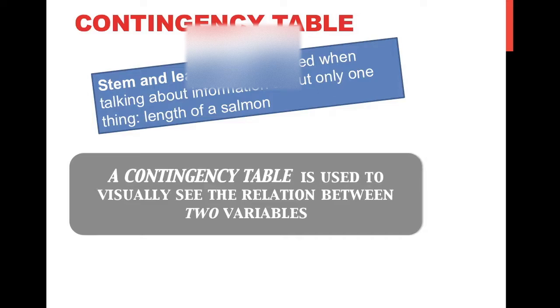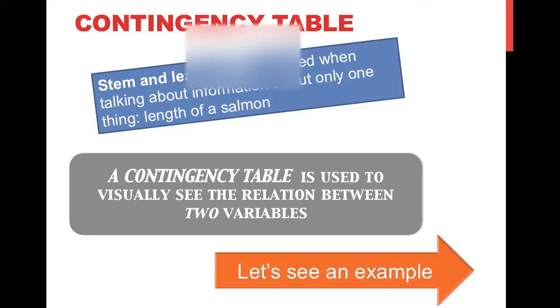A contingency table. Well, first, stem and leaf plots were used when talking about information about only one thing. So we're talking about one variable, length of a salmon, we'll use stem and leaf. Whenever you're talking about one variable, just use a stem and leaf. But in this case, we're using two variables. So a contingency table is used to visually see the relation between two variables. So let's just see an example of what a contingency table is.